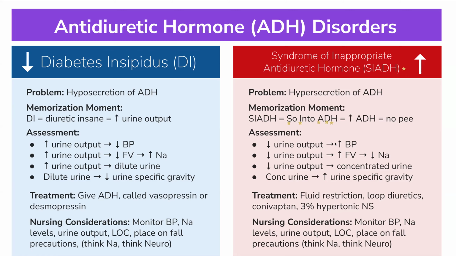So into ADH, the syndrome of inappropriate antidiuretic hormone. Remember, antidiuretic hormone makes you not pee. No pee, right? Because it's an antidiuretic, not pee. So somebody with too much antidiuretic, they're not peeing at all. And here's the problem. They're not peeing. So they have a decreased urine output. So that means all of the fluid is staying inside their body. That increases blood pressure. Does that make sense?